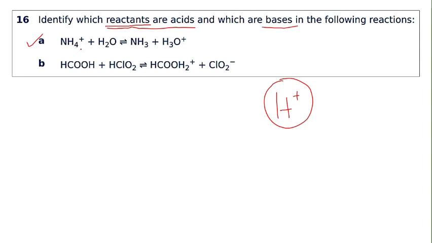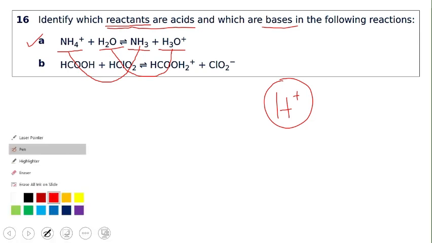Here the NH4+ is changing from NH4 to NH3. It has one less hydrogen now. It has donated one proton. So it means NH4+ will act as an acid here. H2O is changing into H3O+ on the product side. It means H2O is accepting a proton H+ and changing into H3O+. So H2O will behave like a base here. Same way, we can check for the second reaction.